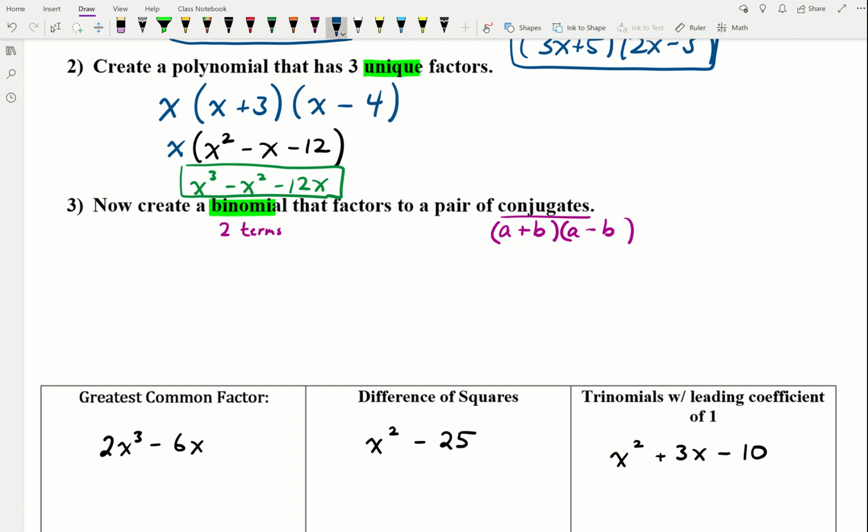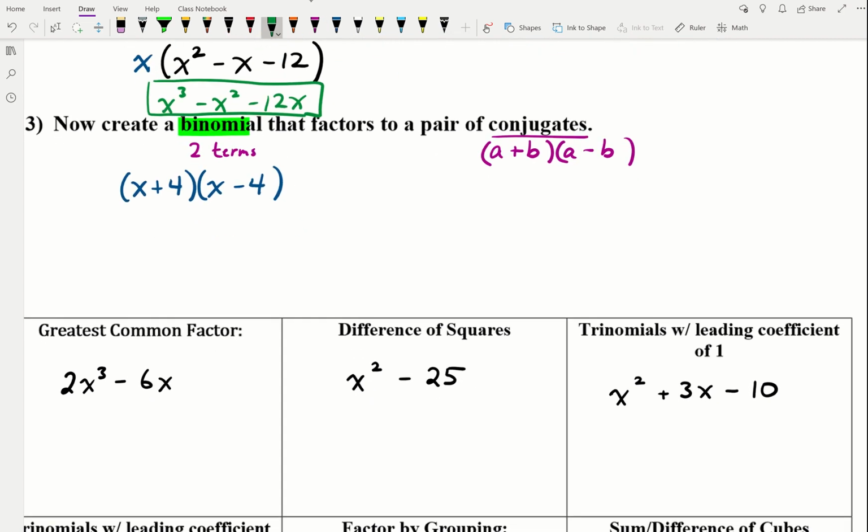So one way to do this problem to guarantee that my binomial has 2 factors that are conjugates is to start with the factors, right? So if we start with the factors, we could say x plus 4, and then the other factor to be a conjugate is going to have to be x minus 4. Now, when we distribute that, we have x times x, which is x squared. We have x times negative 4, which is negative 4x. 4 times x, which is positive 4x. And then 4 times negative 4, which is negative 16.